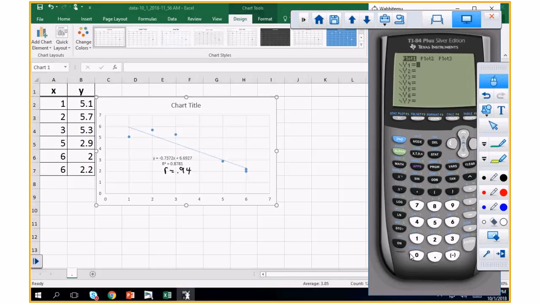So now I go to y equals, and I type in negative 0.7372x plus 6.6927. And I'm going to make it a dashed line. Hit enter, enter, enter, enter, enter, enter. There we go. And graph. Now you might can hit zoom stat. Where is zoom stat? Zoom stat is number 9. Hit enter. There you go.